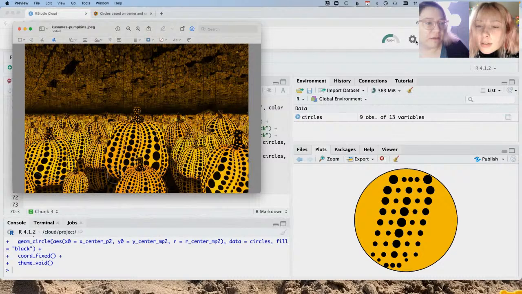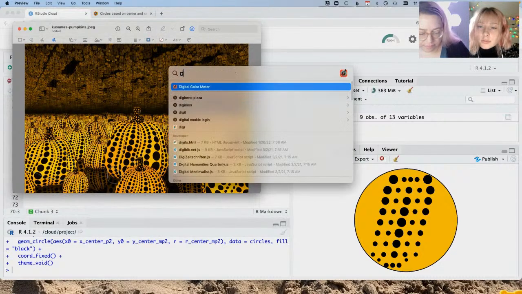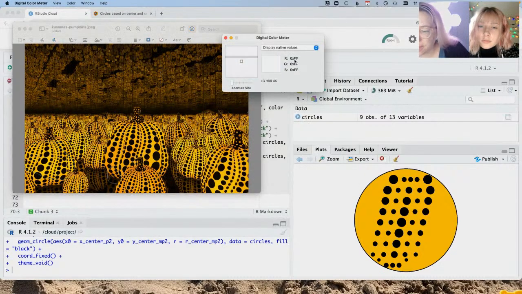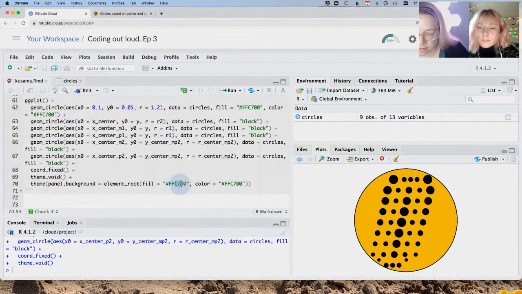Oh, yeah, I like that. So maybe we get some different yellows situation in here. FFDE00. So let's try that.